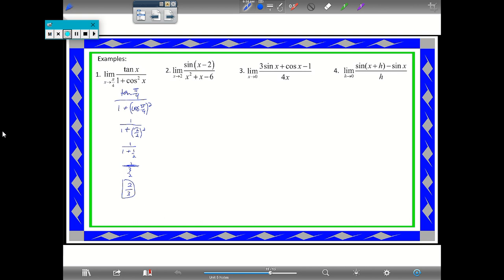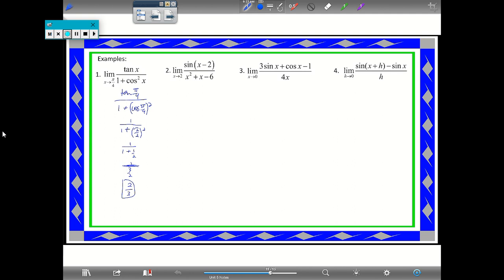So I plug a 2 in here. I get sine 2 minus 2, that's sine 0, over 2 squared, that'd be 4, plus 2 minus 6. I get sine 0 over 0. Looks promising. I want to use the special limit, but I need the argument to match the denominator. It's not yet, but I bet we could factor. Let's factor. So let's get rid of all that.